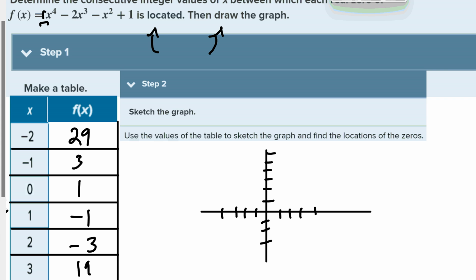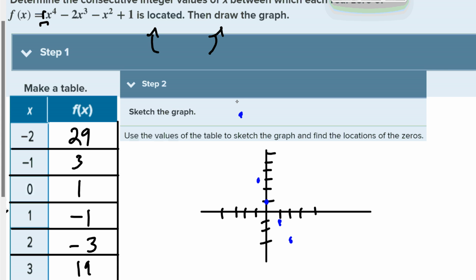Okay. So then when I plot these points, -2, 29. So that's way up here, right? Somewhere even higher than that. And then at -1, I'm at 3. At 0, I'm at 1. At 1, I'm at -1. At 2, I'm at -3. At 3, I'm back up to like 19. So not quite as high as 29, but somewhere up there, right?